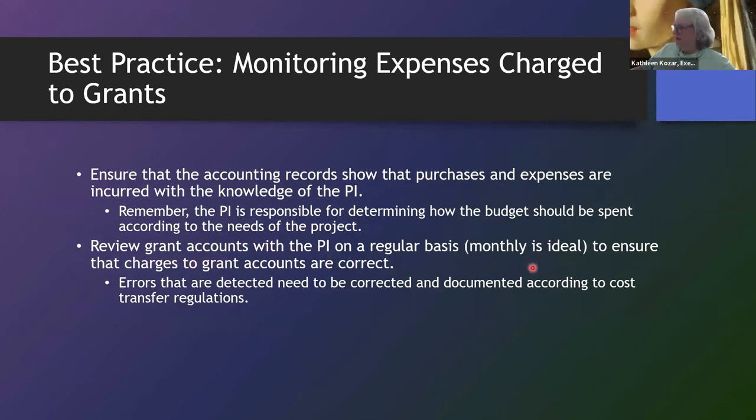Monthly would be ideal if that is something that you can do, because you want to ensure that charges to grant accounts are correct. And if during this process, because mistakes are commonly made, you can have a keypunch error or whatever. Sometimes there's a mistake in the way something is applied to a grant account. So when you detect an error, it needs to be corrected and documented according to cost transfer regulations. And we're going to talk about cost transfer regulations next.